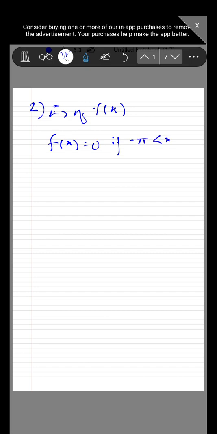Now coming to the second problem, you have to find the Fourier series of the periodic function which is defined by the following condition: f(x) is equal to 0 if x lies between minus pi and 0, and it is equal to pi if x lies between 0 and pi.